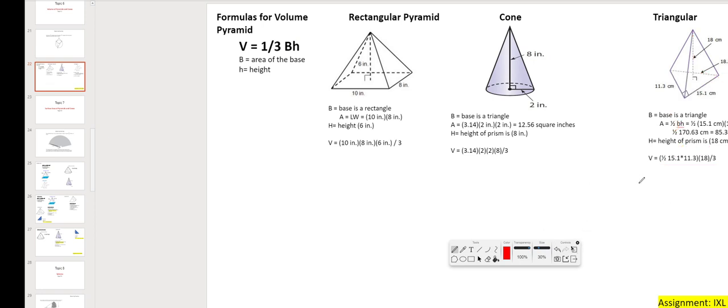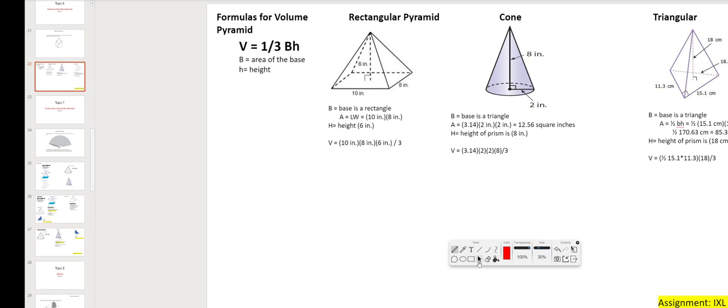All right. Now, again, keep that in mind because we're doing volume. If we're talking about centimeters, it's going to be centimeters cubed. If we're talking about inches, it's going to be cubic inches. Here will be cubic centimeters. Here will be cubic inches. Remember, cubic, not square.